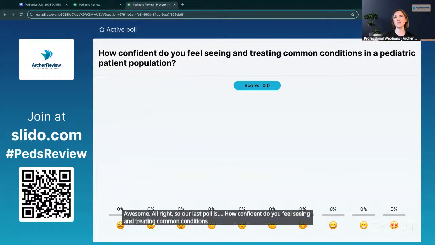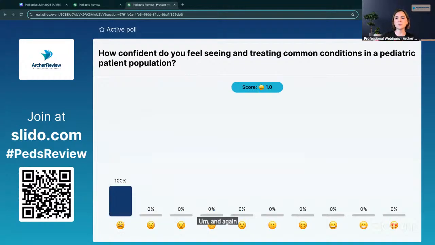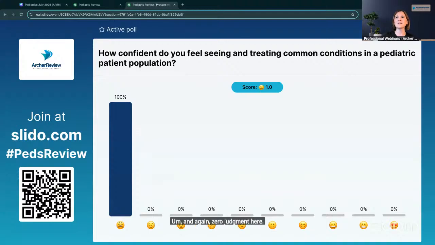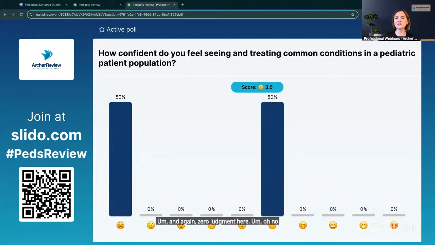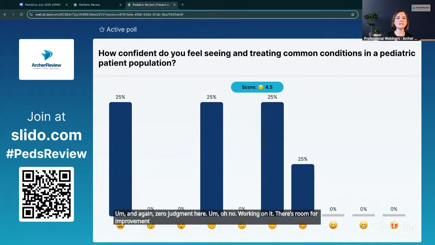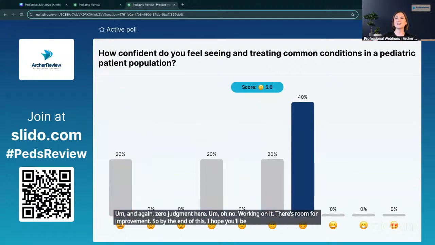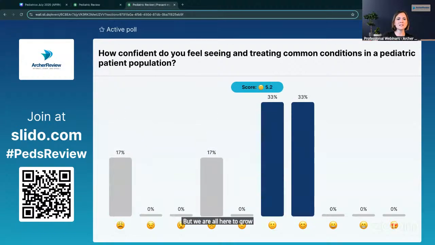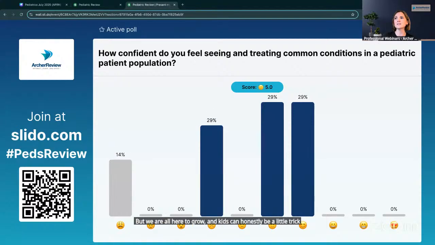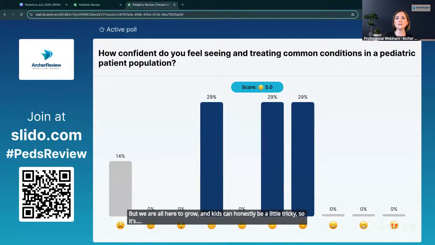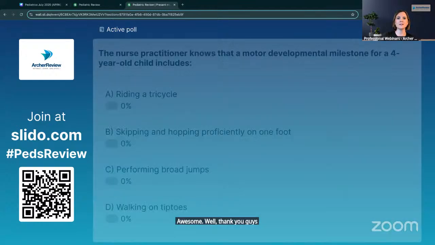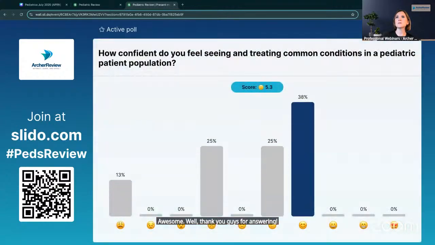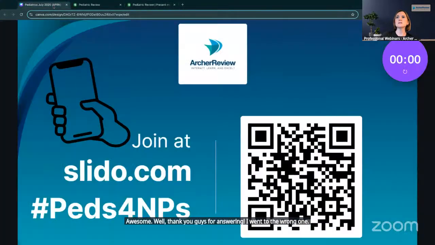All right, so our last poll is, how confident do you feel seeing and treating common conditions in pediatric patients? And again, zero judgment here. Oh no, working on it. There's room for improvement. So by the end of this, I hope you'll be feeling more confident. But we are all here to grow, and kids can honestly be a little tricky. So it's just, wherever you are, that's okay. We are going to help you get where you need to go. Awesome. Well, thank you guys for answering. Oops, I went to the wrong one. Okay, let's go back to our slides.